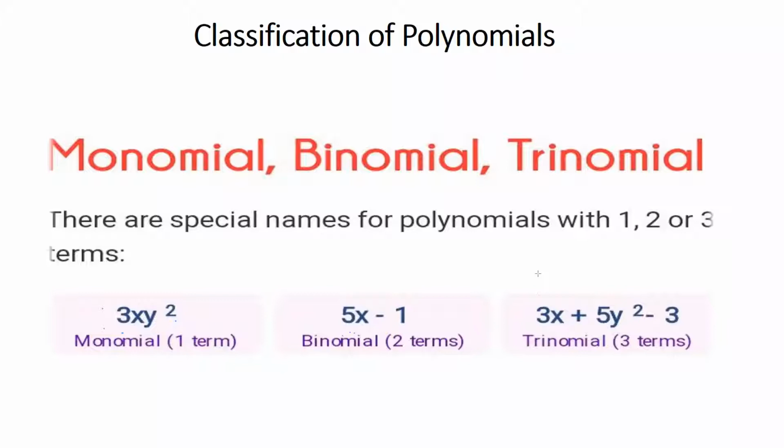Now trinomial has three terms. An expression which contains three terms is called a trinomial. So here we can see the trinomial, binomial and monomial.